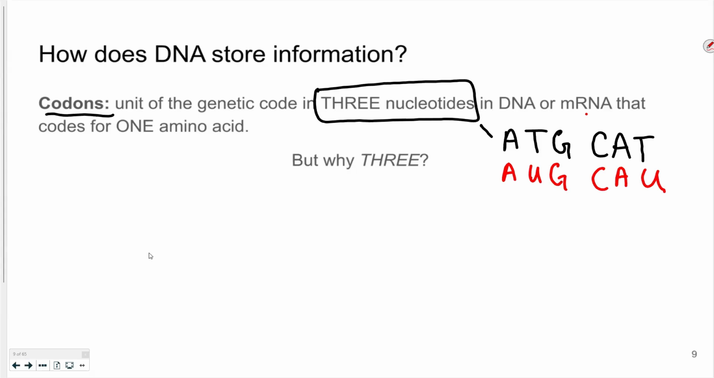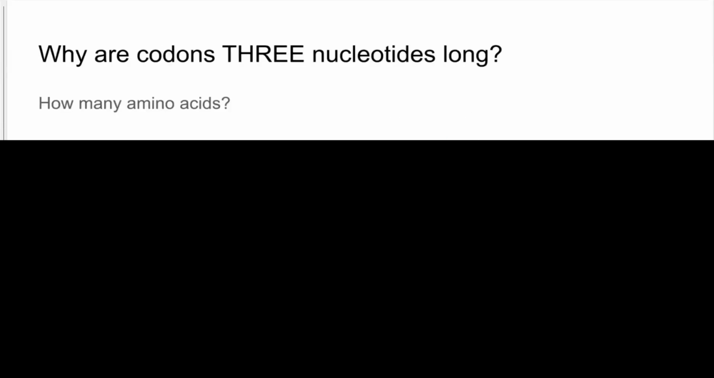Okay? And each of these 3-letter codes is going to code for 1 amino acid. So 3 nucleotides equals 1 amino acid. Okay, but why 3? So let's remember, how many amino acids are biologically important? Well, hopefully you said 20.